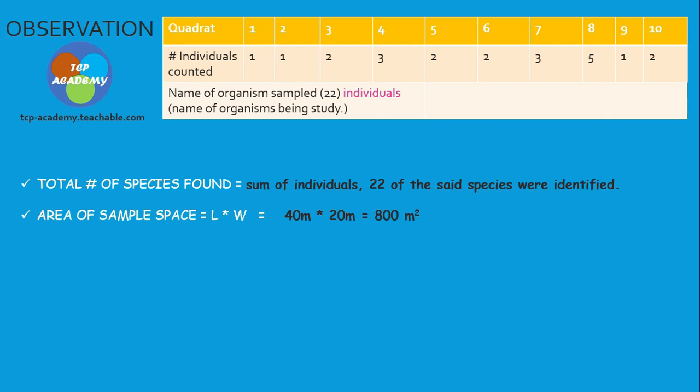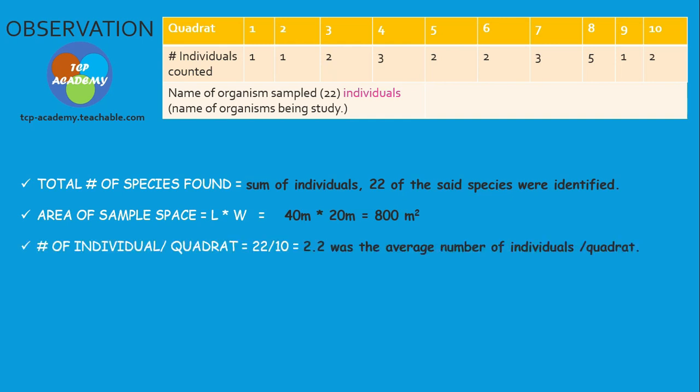Now the area of sample space, we want to find that. What's the area of the space sampled? Remember when we did our measurement, it was 40 meters by 20 meters, so we have 800 meters squared. Very important for us to do all these calculations.